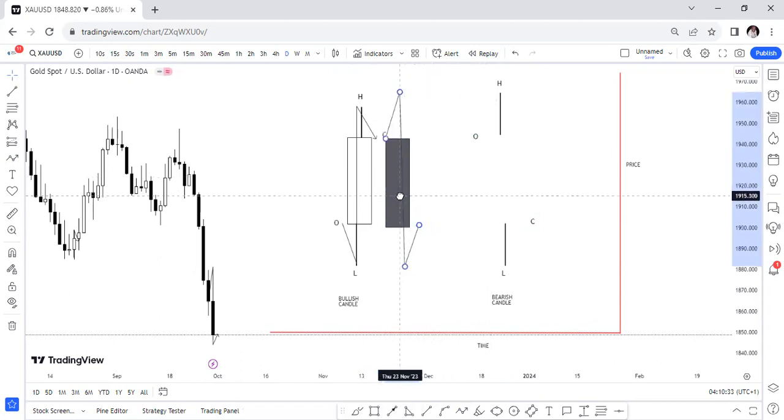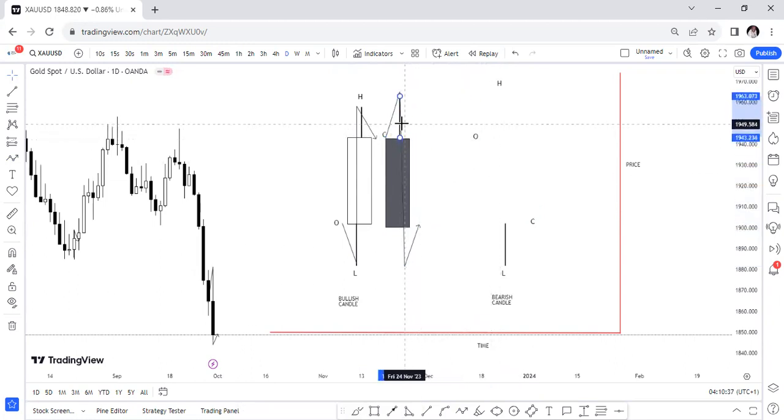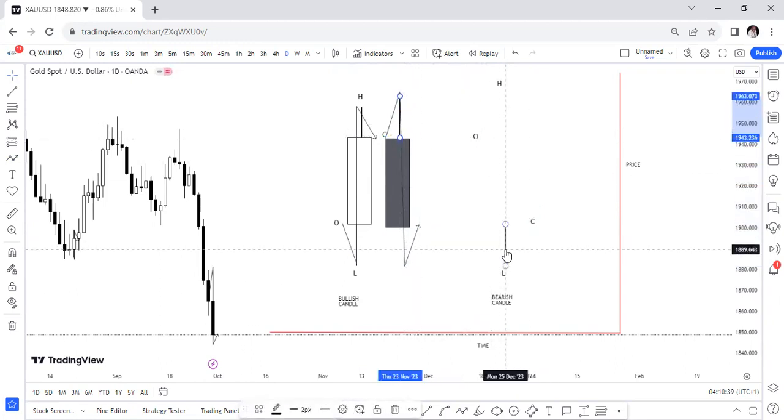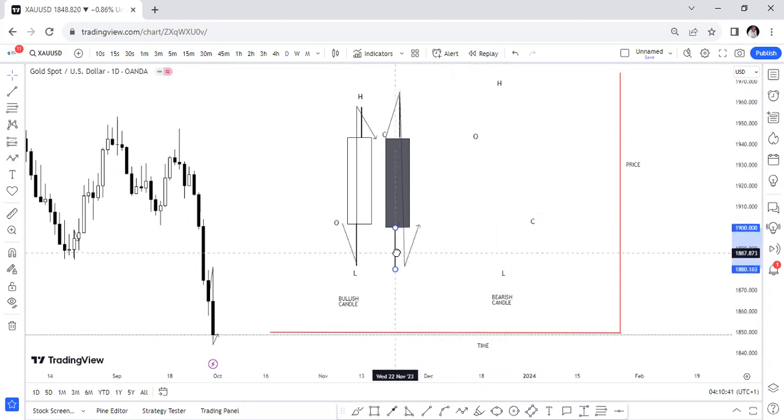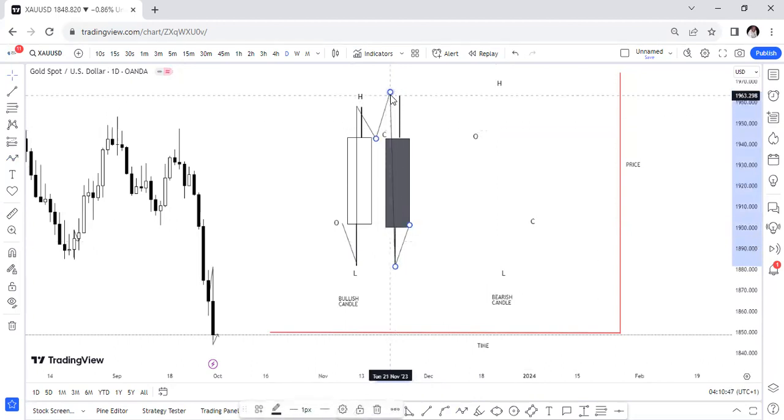It gives us this combination of candlestick. It gives us this combination.